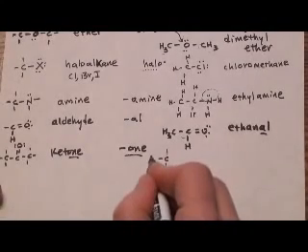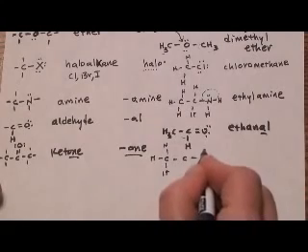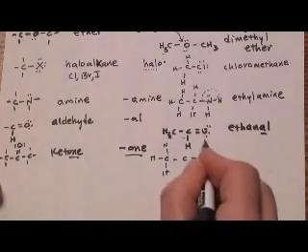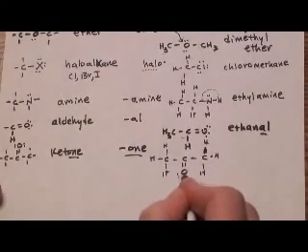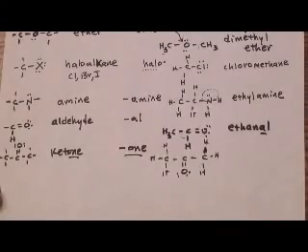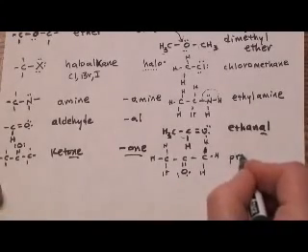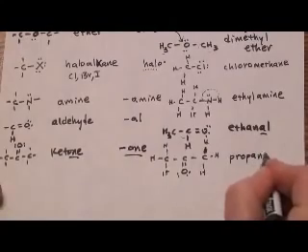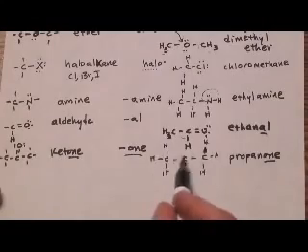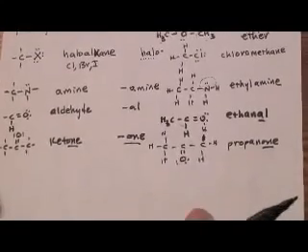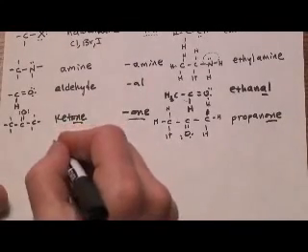Here's a simple one. Three-chain carbon. Hydrogens bonded around these carbons. And on the center, a double-bonded oxygen. This would be known as propanone. Notice how it ends in O-N-E, and it's propane, one, two, three carbons in a row, propanone. The next type is known as a carboxylic acid.